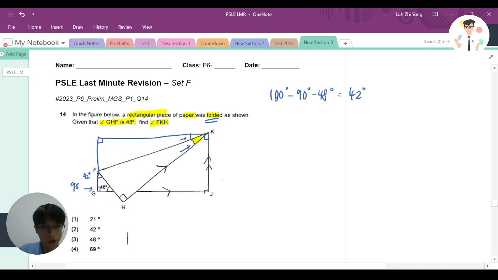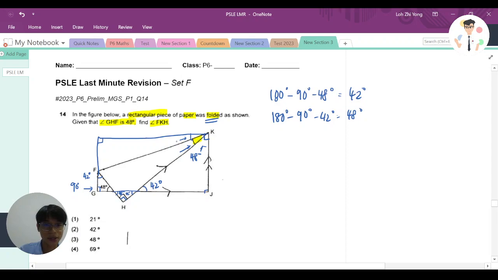If I continue this line, I know here is 48 degrees, and if here is 48 and here is 90, I know here will be 42 degrees, which is what I found just now. And if here is 42, here will be 42. And here would be, of course, the same thing, 180 minus 90 minus 42, which is 48 degrees.